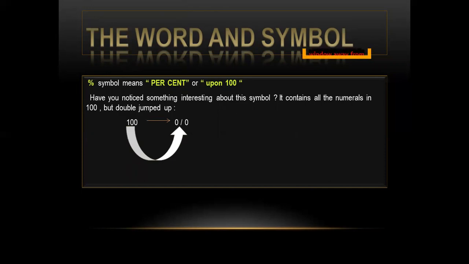Have you noticed something interesting about this symbol? It contains all the numerals in 100 but double jumped up. You see that? There are 2 zeros and 1 in the 100. Same in the percentage sign. We write 1 in between 2 zeros: 0, 1 and 0. And this 100 makes the sign of the percentage. Per means upon, cent means 100.